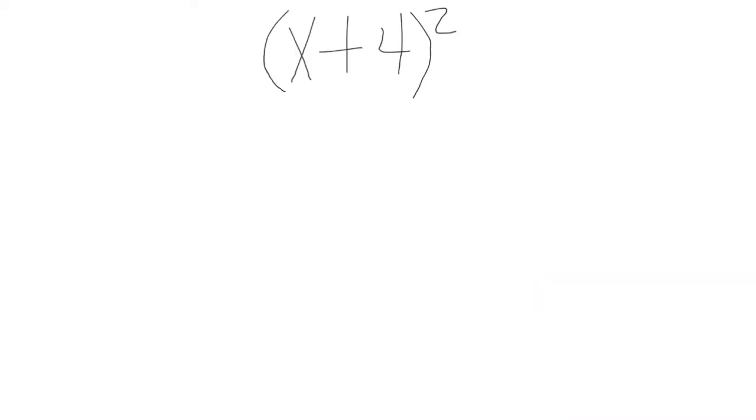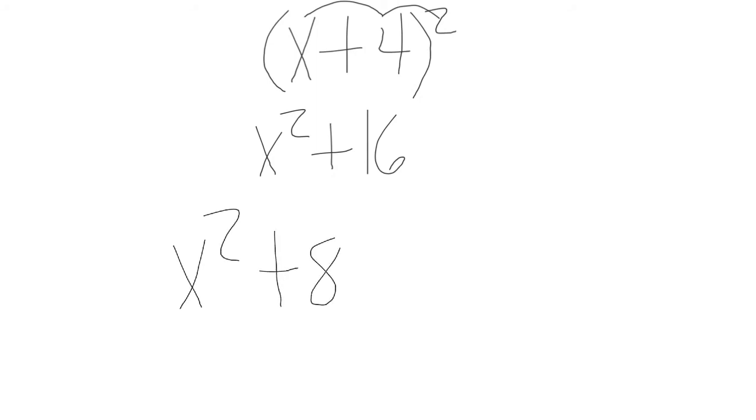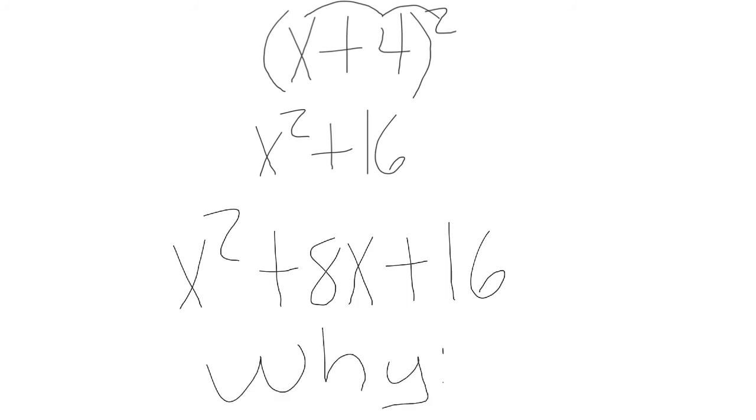All right. For this example here, we have x plus 4 squared, and I'm going to run through this very quickly. I want to know how you would do this. Is this equal to x squared plus 16, right? Because what I did here was I distributed that through. Or is this equal to x squared plus 8x plus 16? And why? Pause the video. I'm going to ask you.